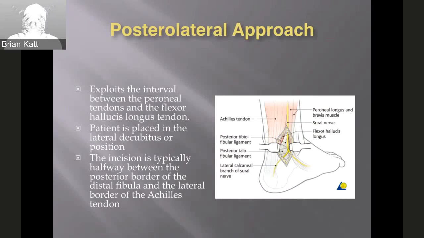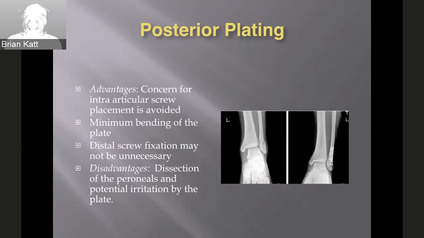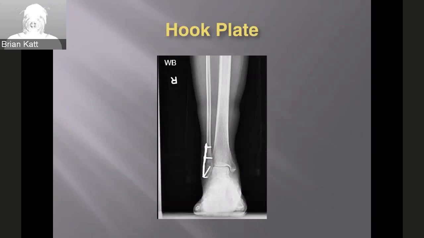Posterolateral approach: with this approach we are concerned about the course of the sural nerve, but with the patient in a lateral decubitus position or prone, we can dissect in the interval between the peroneal tendons and the FHL, and we can get access to the fibula and the posterior tibia as well. The advantages of posterior plating: we can oftentimes just put the plate on posteriorly, and we can avoid using lag screws. The plate doesn't need to be contoured as well. We don't necessarily always have to put in distal screws, but the disadvantage is the potential peroneal tendon irritation.